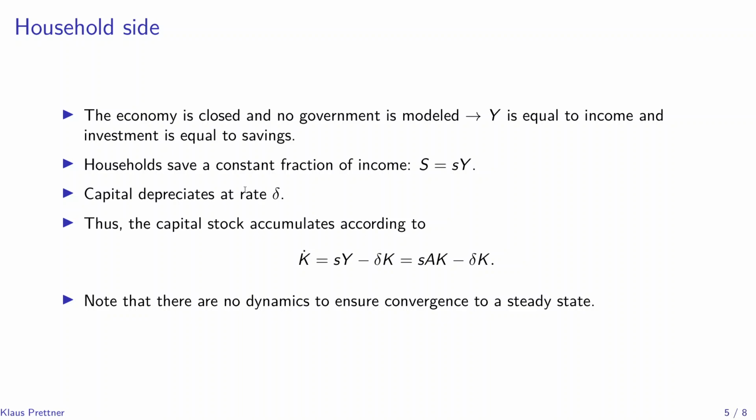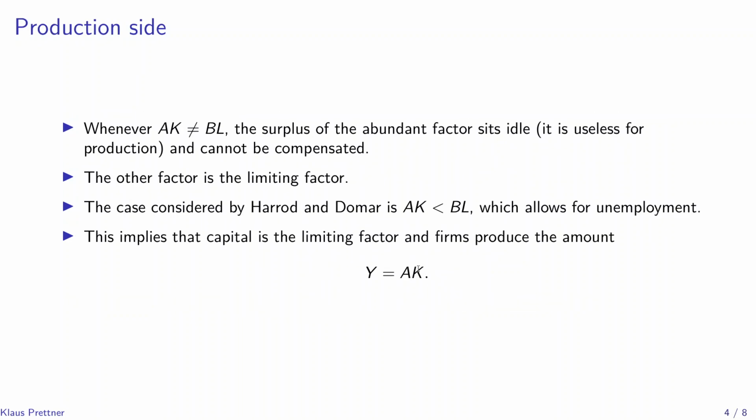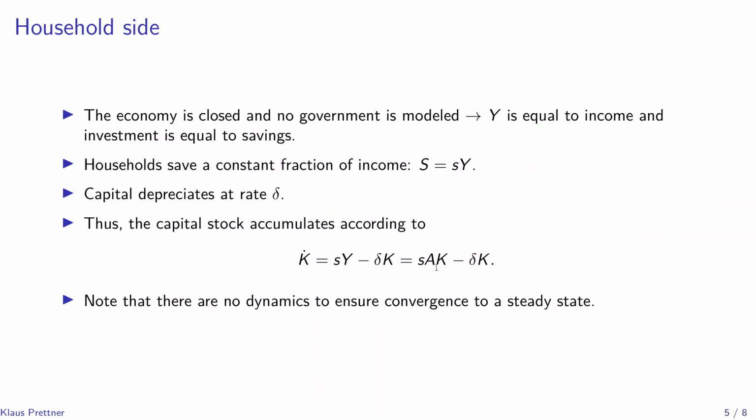And it decreases with the depreciation rate, so the amount of capital that depreciates. Again, as in other models, the capital stock decreases, so the time derivative is negative, whenever depreciation is higher than gross investment, and the capital stock accumulates, so K dot is positive, whenever gross investment is higher than depreciation. And then we can plug in the production function from the previous slide, this AK production function here, into this equation, and then we get the capital accumulation equation for the Harrod-Domar model.